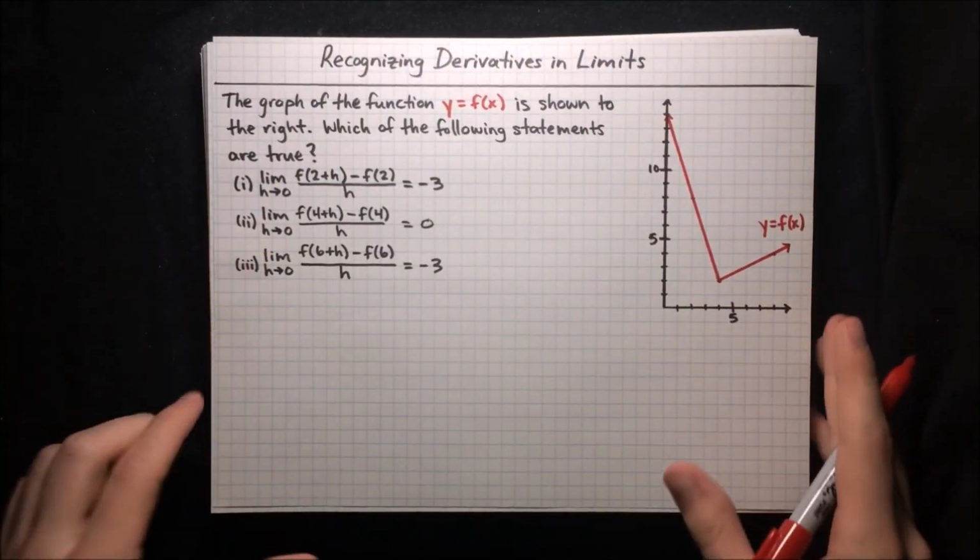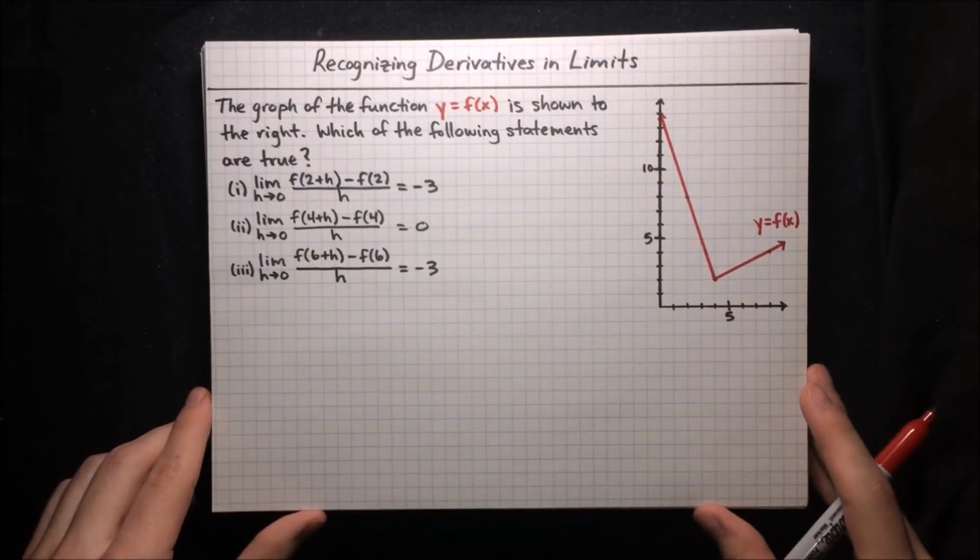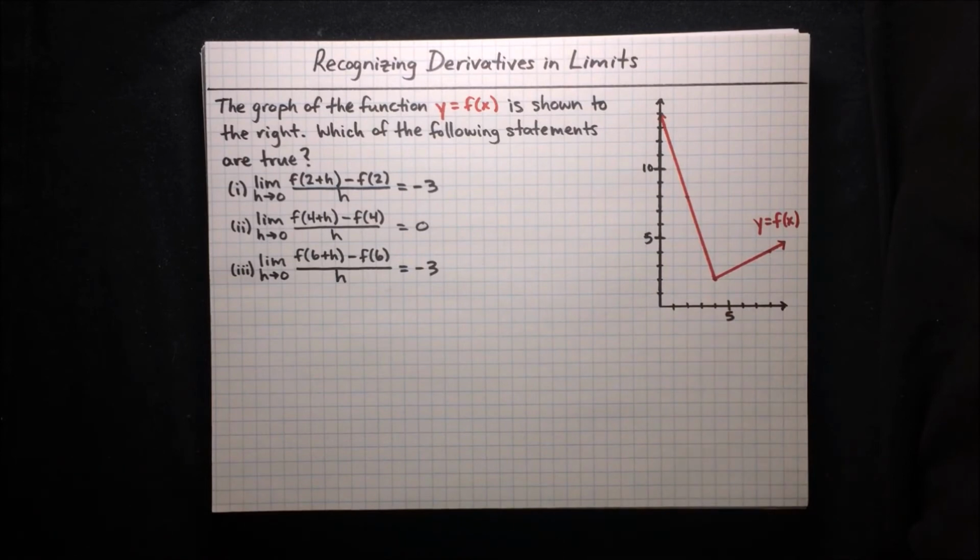Here's the next problem. The graph of the function y equals f of x is shown to the right. Which of the following statements is true? Statement 1, the limit as h approaches 0 of f of 2 plus h minus f of 2 all over h is equal to 3. Statement 2, the limit as h approaches 0 of f of 4 plus h minus f of 4 all over h equals 0. And statement 3, the limit as h approaches 0 of f of 6 plus h minus f of 6 all over h equals negative 3.